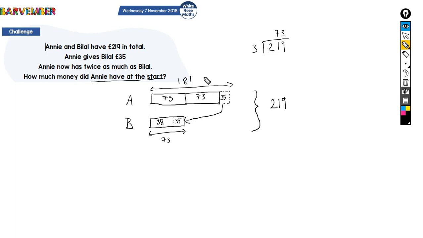What we can do if we want to check if this is right: 181, this is what Annie had at the start, and remember this is what Bilal had at the start. 181 add 38 does give us 219. But how much money did Annie have at the start? That answer is £181.